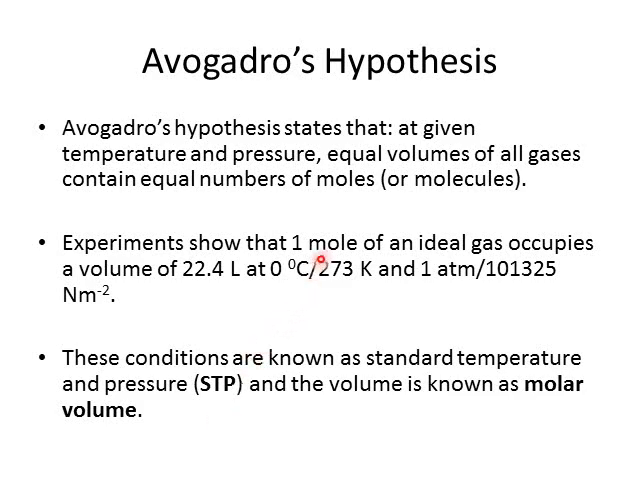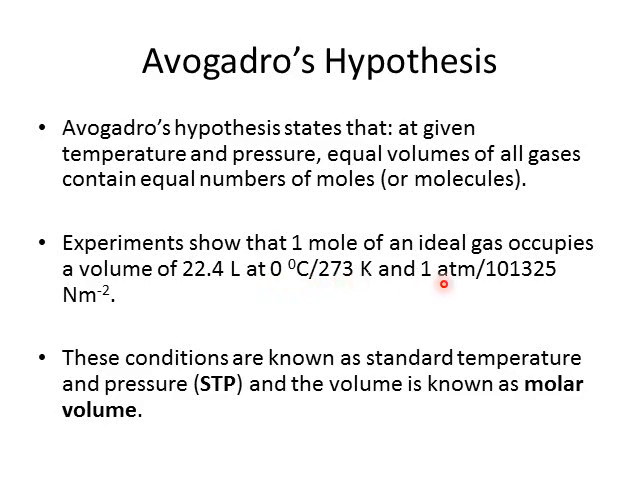Experiments show that 1 mole of an ideal gas, and we'll discuss ideal gases more in the next presentation, but every time you're dealing with gases, we are considering them to be ideal gases, occupies a volume of 22.4 liters at 273 Kelvin, on the absolute scale, and a pressure of 1 atmosphere. Now remember that our temperature is always given on an absolute scale. So you will always use a temperature of 273 Kelvin.